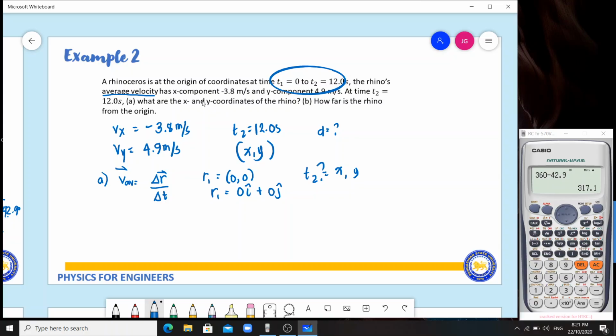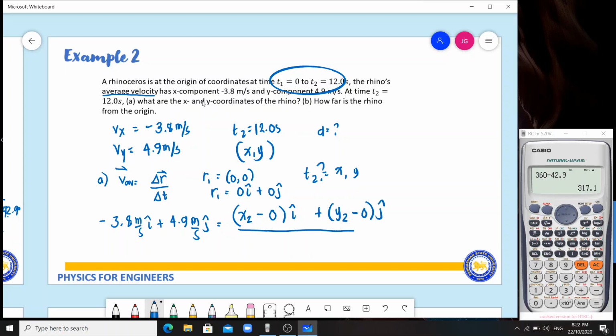So, ang gagawin natin is, dahil ito yung result, so malamang ang sagot dito is negative 3.8 I plus 4.9 J. Lagyan natin ng unit para hindi magkalituhan. 3.8 meter per second I plus 4.9 meter per second J is the result of x2, which is x2 minus x1, which is 0, I plus y2 minus 0 J, divided by 12.0 seconds minus 0.0 seconds.